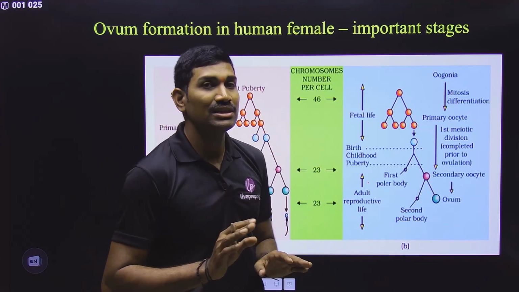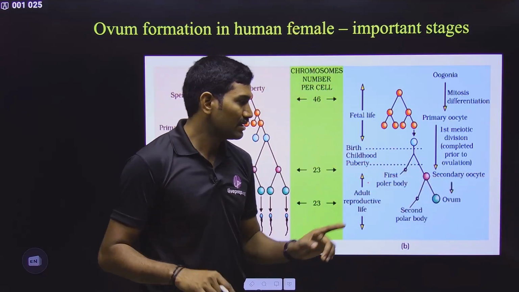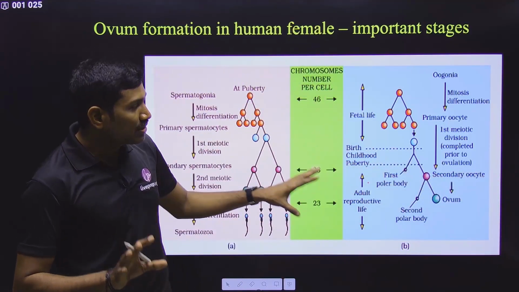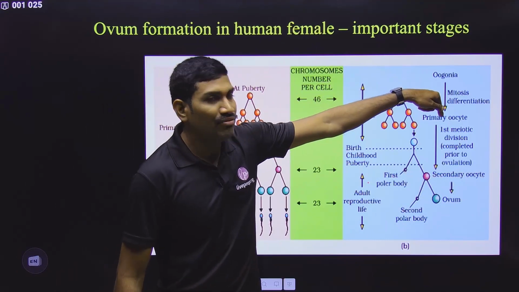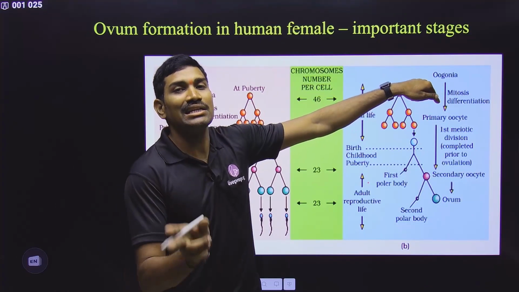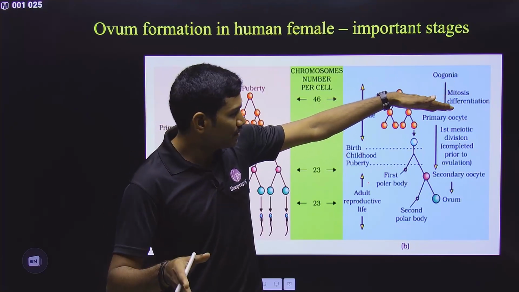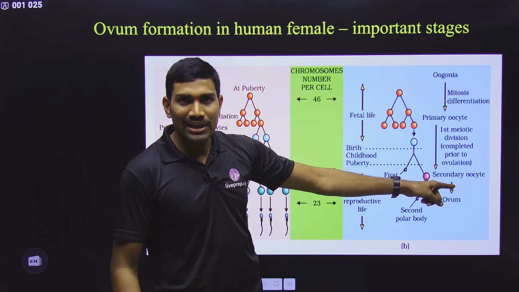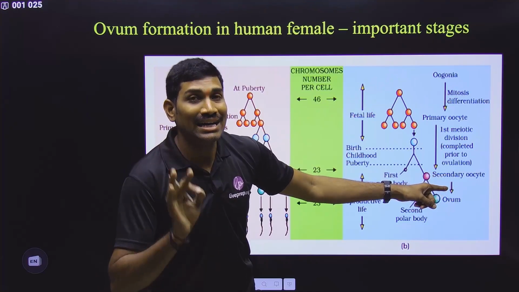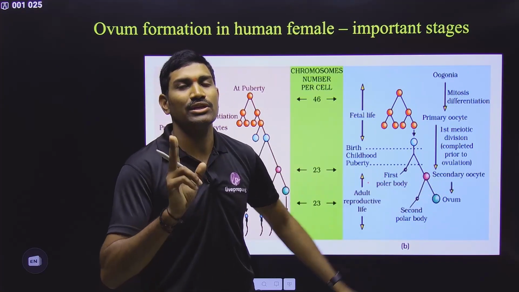Please understand all these things; these details we are covering more clearly under the human reproduction chapter. But please understand this. What is important here? During fetal life, the primary oocyte undergoes meiosis 1, but it is arrested in diplotene of prophase 1. That is one important point. And during ovulation, the secondary oocyte arrested in metaphase 2 is actually released. This is another important point.